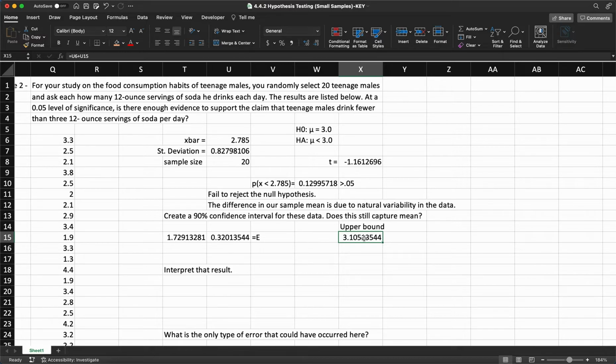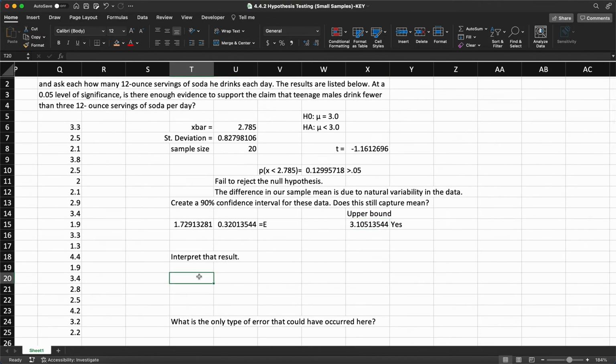And so I would have to seriously lower my confidence to capture. This does still capture the mean. So the question is, does this still capture the mean? And the answer is yes. And so this would be why I would fail to reject the null hypothesis, because the historical mean of 3 servings per day, 3 12-ounce servings a day, is still contained within my confidence interval.